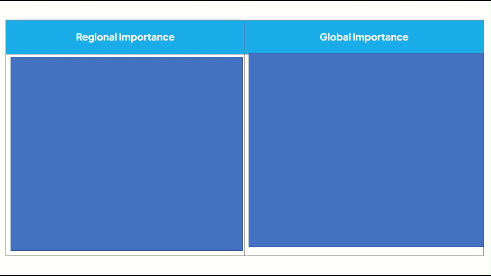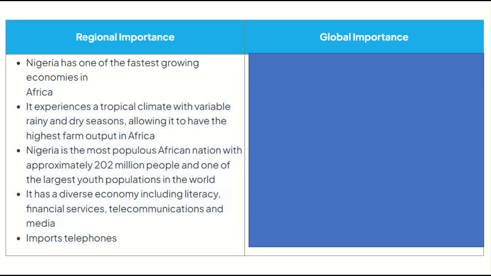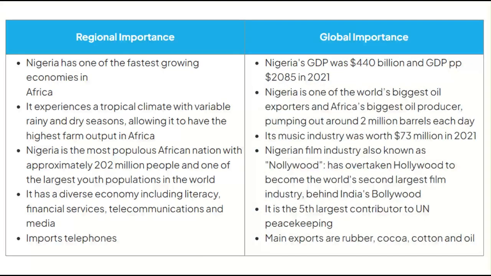Similar to Rio and Liverpool, we need to know about Nigeria's importance. Now, regionally, it is really, really important because it is the most populous African nation and one of the largest youth populations in the world. It also has the Nollywood film industry, which is the second most watched film industry after Hollywood. Now, in terms of that being a global or a regional, you can kind of put it in both, to be honest with you. One of the other reasons why Nigeria is globally important is because it is one of the world's biggest oil exporters, in particular looking at Shell, and its music and film industry is massive. It also exports other key goods like rubber, cocoa, and cotton.